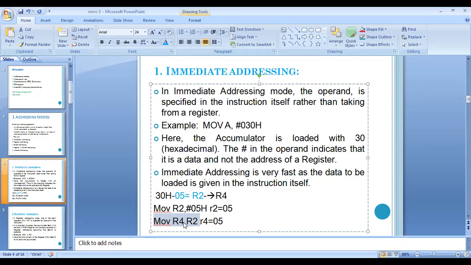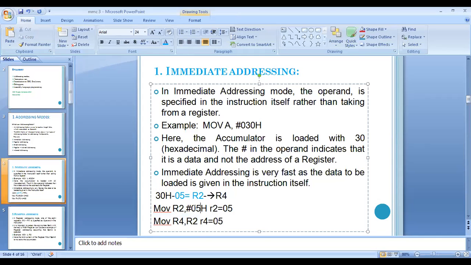So for the register addressing mode, I have to write MOV R4, R2, which means whatever value is stored in R2 is going to be copied into R4. After execution of this instruction, my R4 becomes 05 only. But in the instruction, I have to mention the name of the register. That's why it is a register addressing mode.